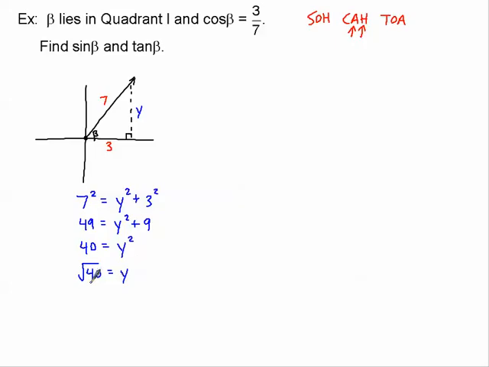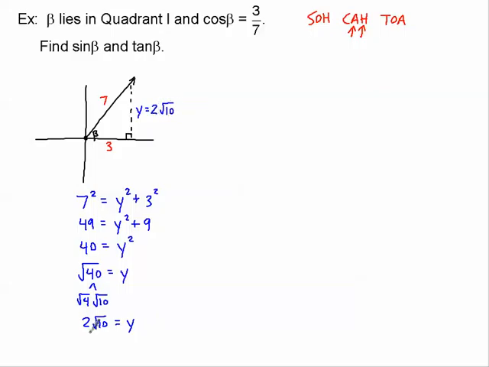The square root of 40 has some work to do because there's a perfect square hiding in there. Can't I make that the square root of 4 times the square root of 10? So this is ultimately 2 times the square root of 10. That's what y is equal to. And I do know that it's positive because I am going up. So y is the 2 square root of 10 distance.